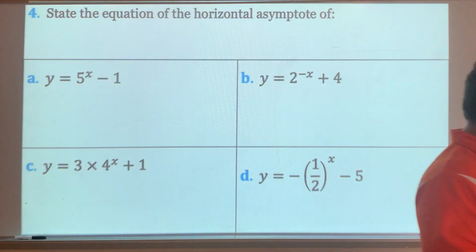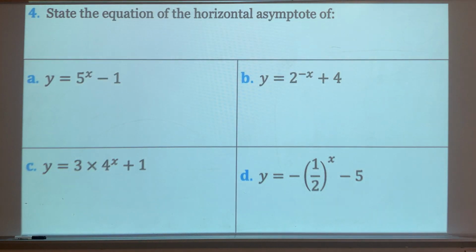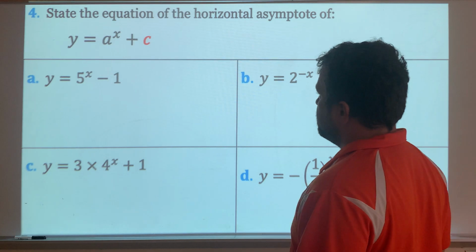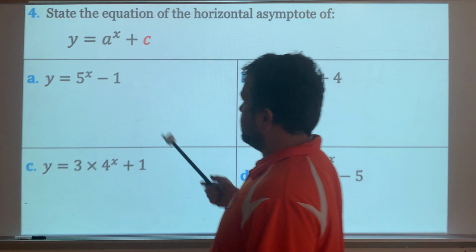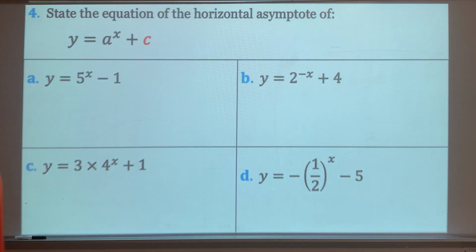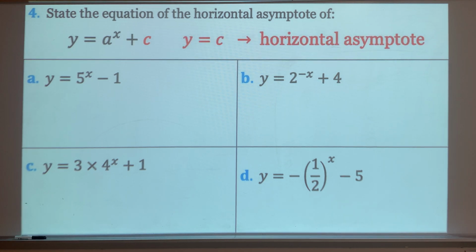Alright. Next step. State the equation of the horizontal asymptote of y equals a to the x plus c. That is the rule we're going to use to find the horizontal asymptote. Remember, y equals c is going to be your horizontal asymptote. So you should be able to finish these 4 problems within seconds.